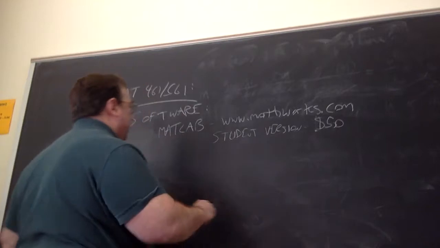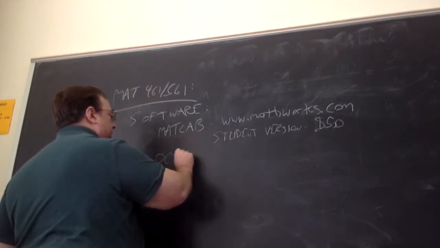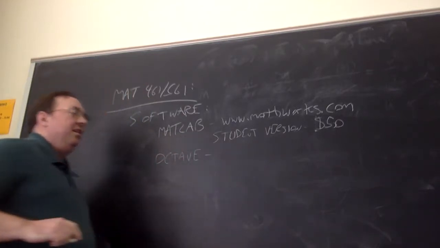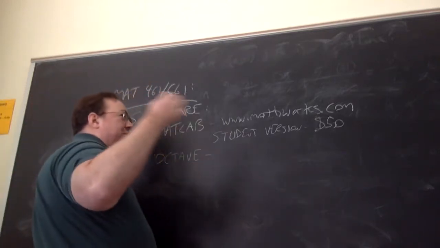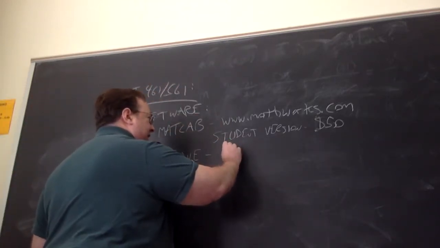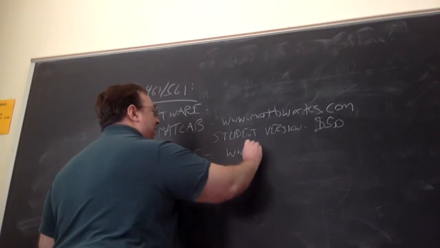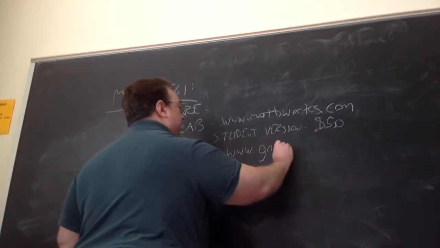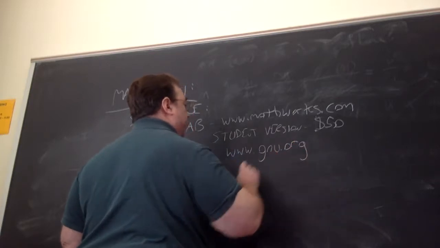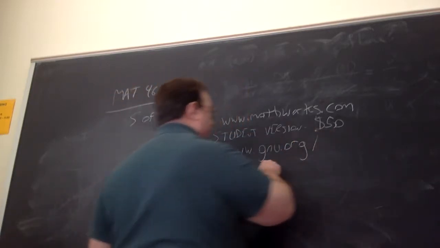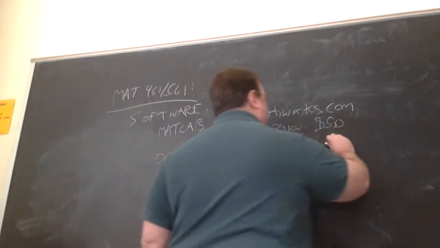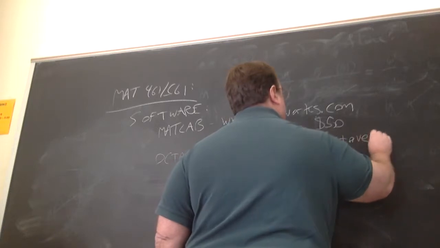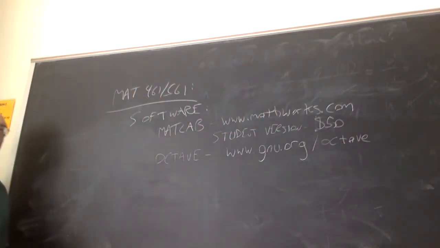But I will give you a free alternative called Octave. Although some people insist on pronouncing it "octave," and I have no idea why. Like, have you not heard of a musical octave? I don't get it. And you can obtain that from this site. So that's GNU, G-N-U, like the animal, .org, octave, whatever. So at least that one is free.